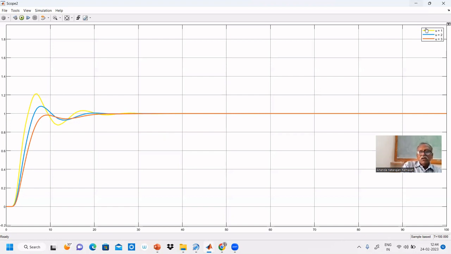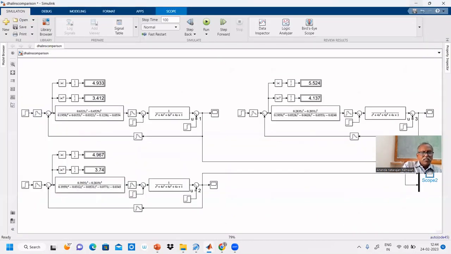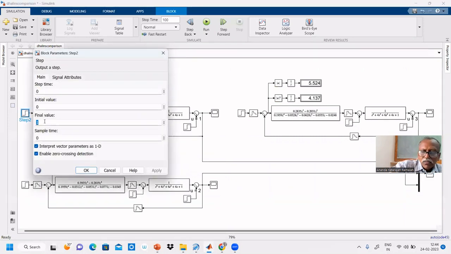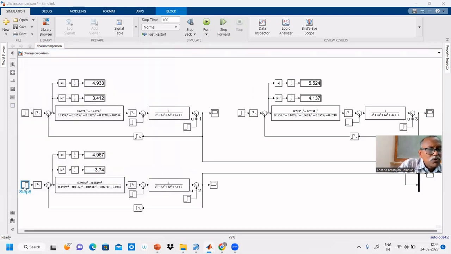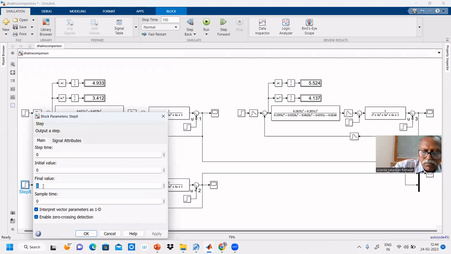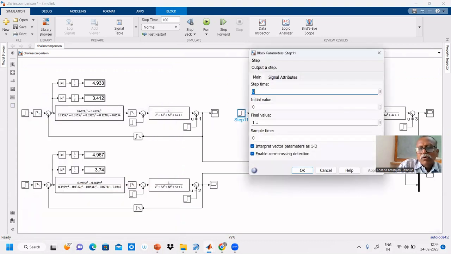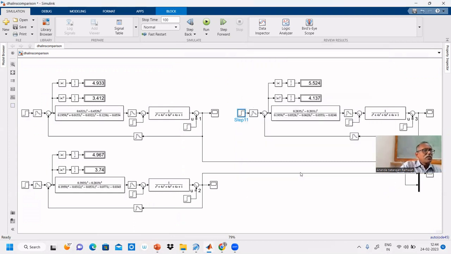Now let us check the regulatory response. For regulatory response alone, what we have to do? We have to give servo response equal to 0. No change in set point. For regulatory response, no change in set point. Here also there is no change in set point. In simulation, set point 0 means it is at nominal level. Simulation is for changes.